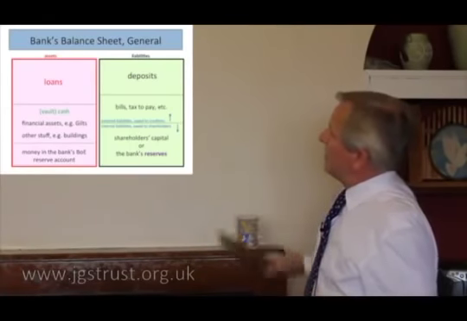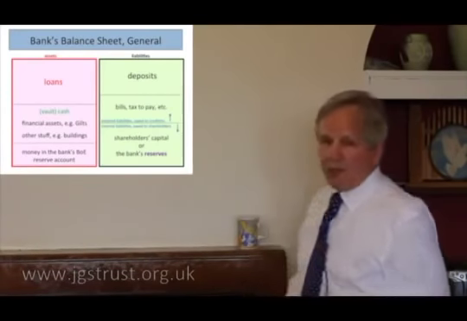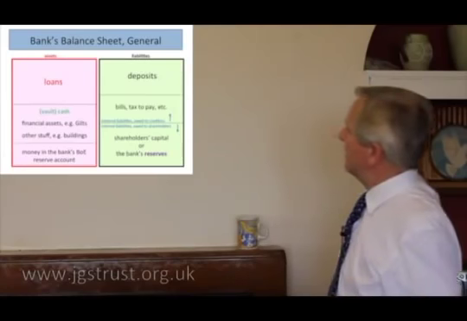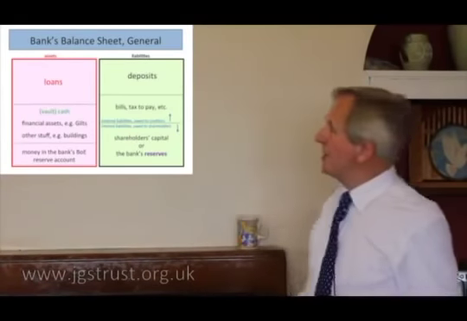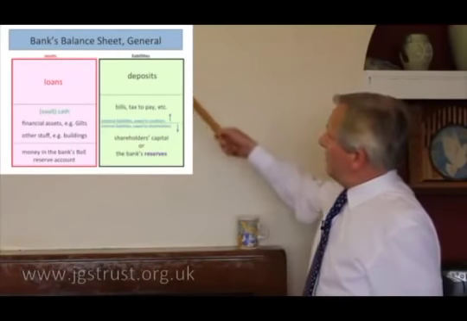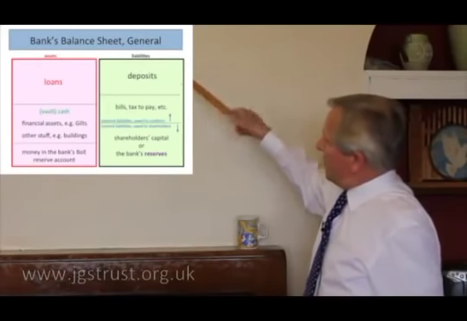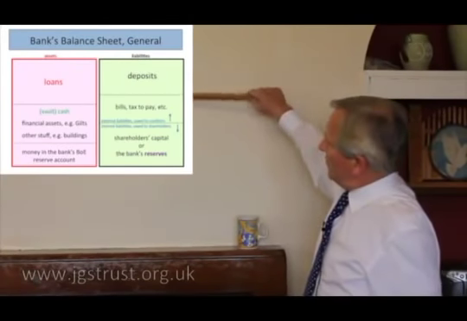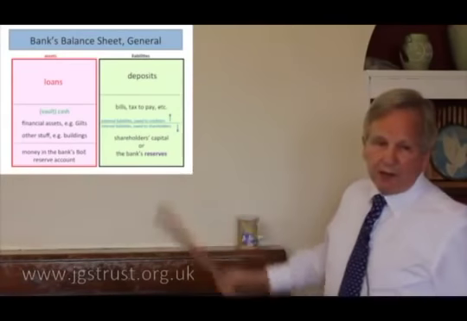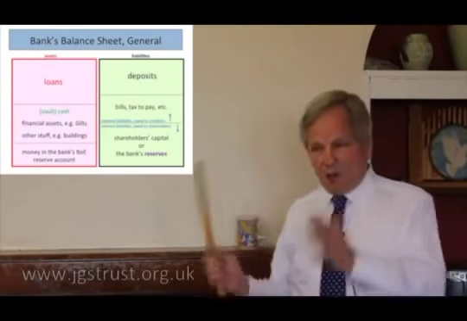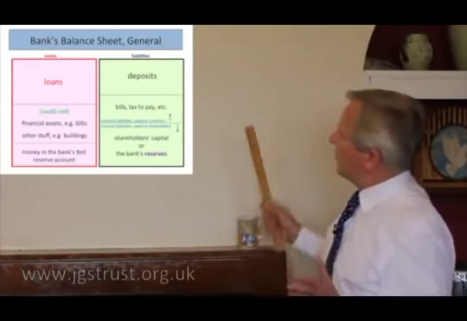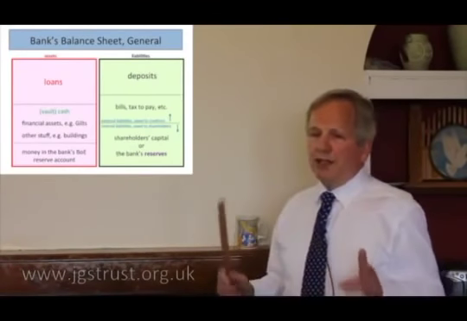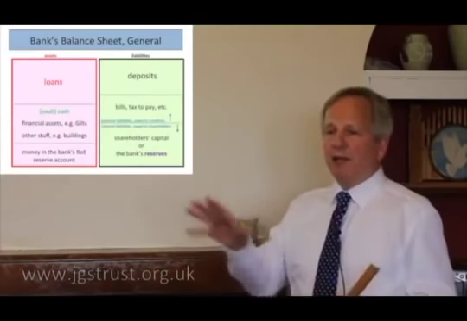Other liabilities that banks have, well, they have all the usual expenses of any business. They owe tax, they have to pay electricity bills, etc., etc. But like any business, they have this shareholder's capital account, which is a number on the liability side of their balance sheet, and it represents something quite important. It's what the shareholders would get were the bank to be wound up now.